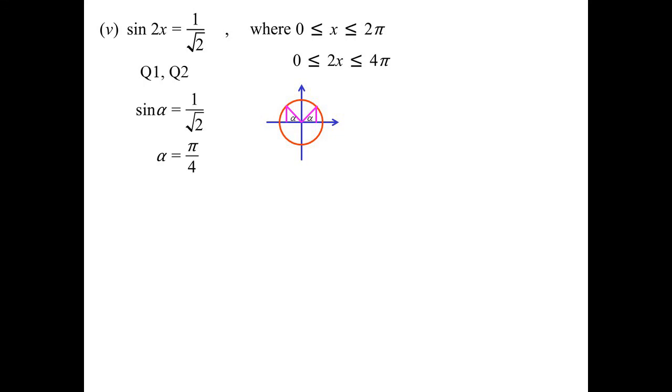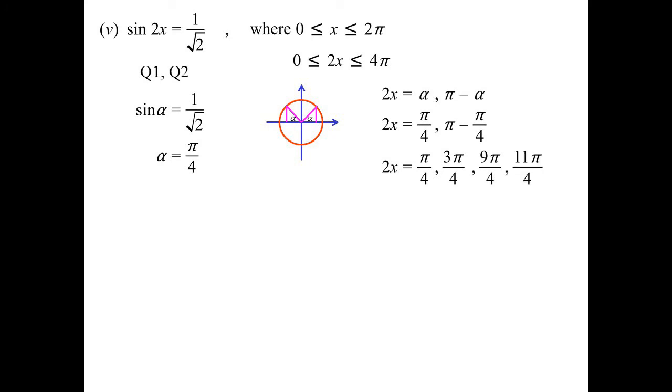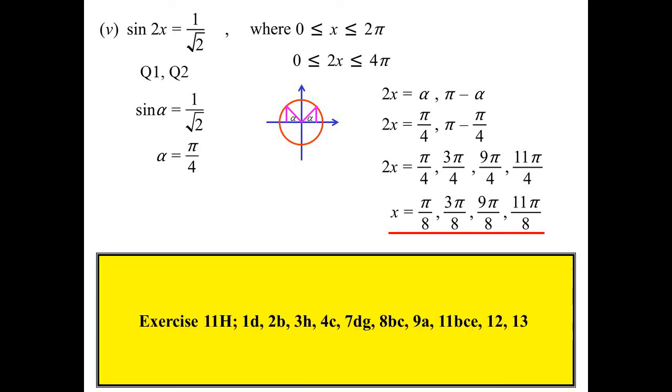So in quadrant 1 and quadrant 2, we get pi on 4 and 3 pi on 4, but we're going around the circle twice. So if it was in degrees, we would have added 360 to both solutions. But we're in radians, so we'll add 2 pi to both solutions. And we get 9 pi on 4 and 11 pi on 4. That's what 2x is. Divide everything by 2, and it should bring all those answers back to being between 0 and 2 pi. Alrighty. Let's add those to our list.